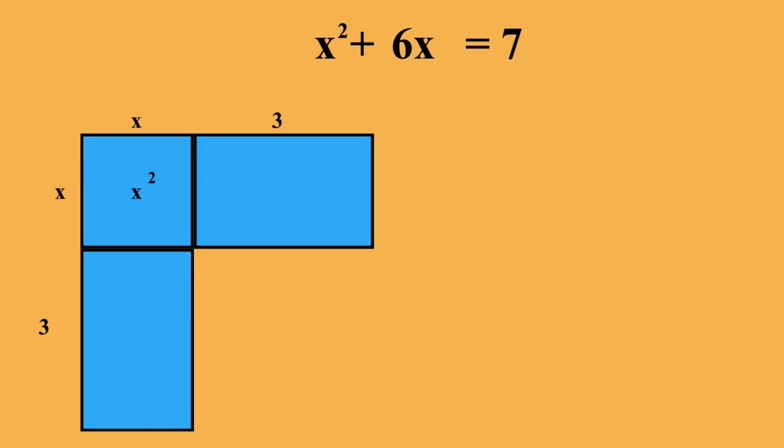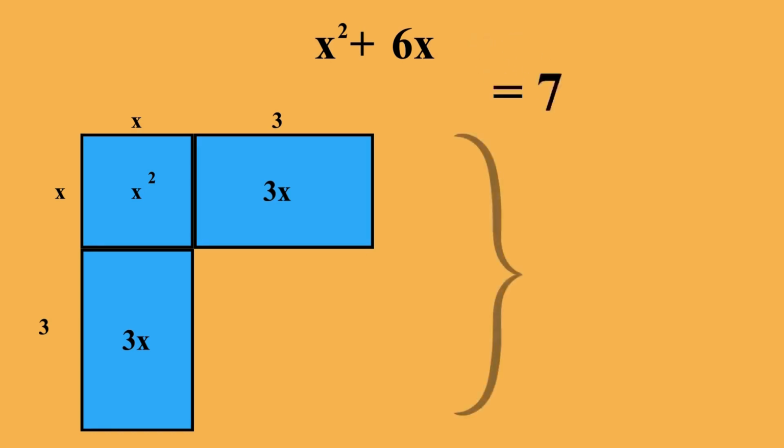Now you can see that there's one part missing in this square. Of course, the area of those two rectangles are going to be 3x, which both add up to 6x, so it's all equal so far. And we can say that all of this is equal to 7.